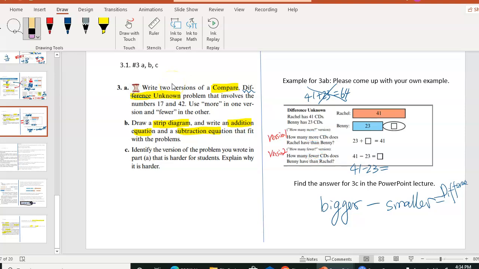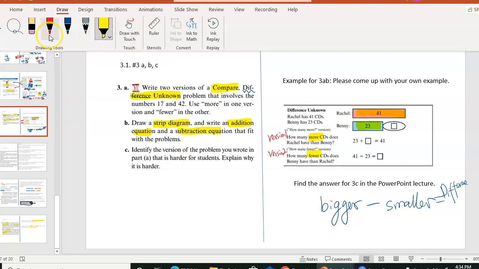More doesn't always mean plus, because for any two numbers, you can always use more than or fewer than. When you compare them, for example, 3 and 5, you can say 3 is 2 fewer than 5, but you can also say 5 is 2 more than 3. Either way it works. So we cannot just rely on the keywords more than or fewer than. Yes, Rachel has more, but you still do 41 minus 23. Benny has fewer, you still do 41 minus 23.